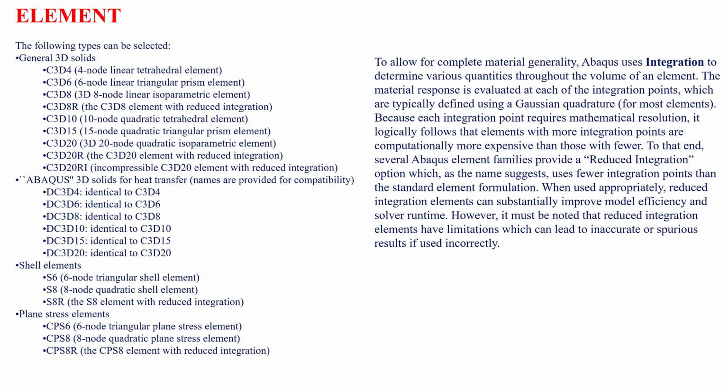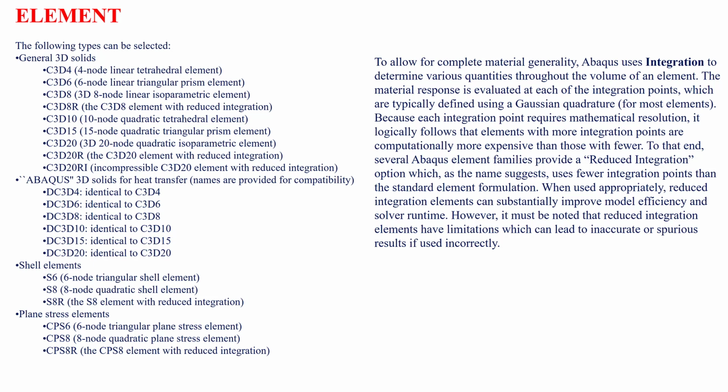When it comes to C3D8R, it is reduced integration. What exactly that is, we'll see. Again we have C3D10, 15, 20. Again C3D20R, that is reduced integration. And when it comes to C3D20RI, that is the incompressible C3D20 with reduced integration.